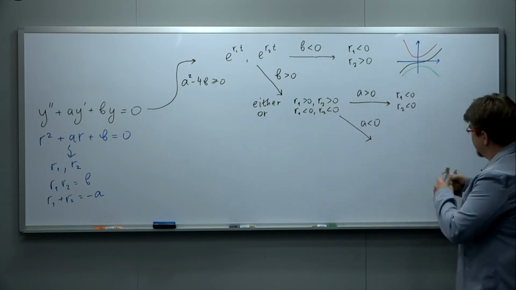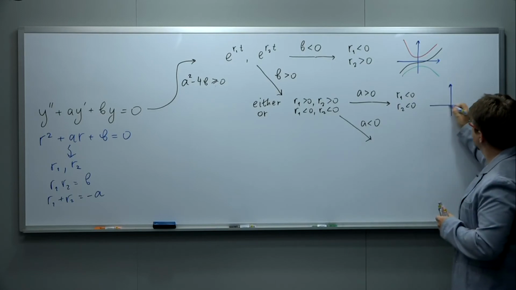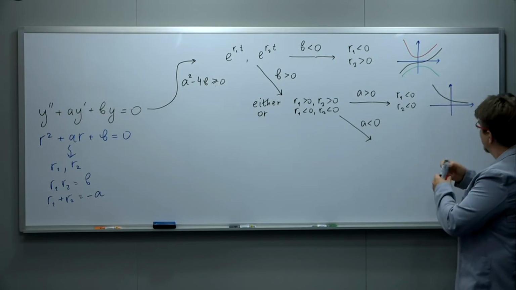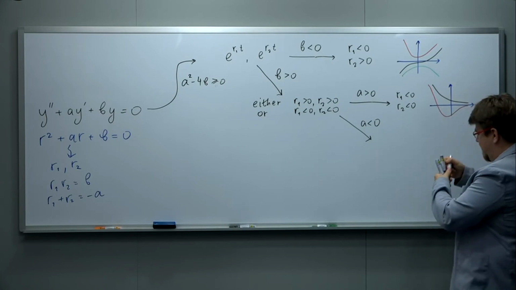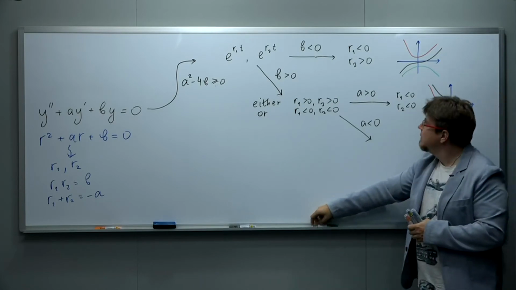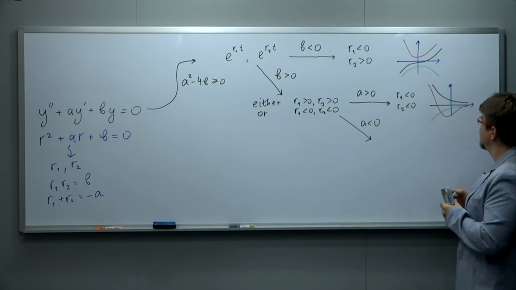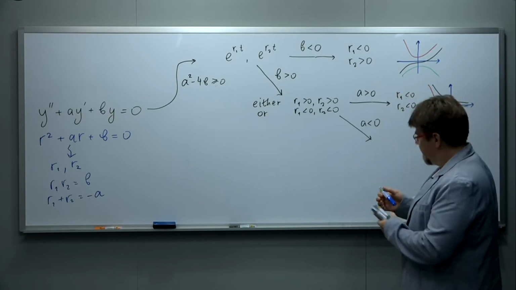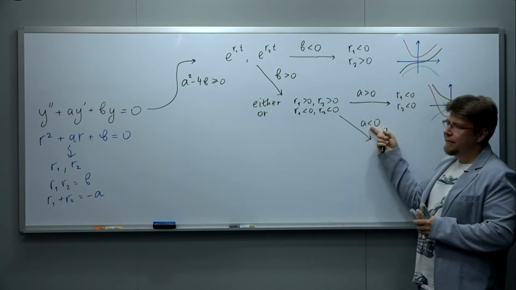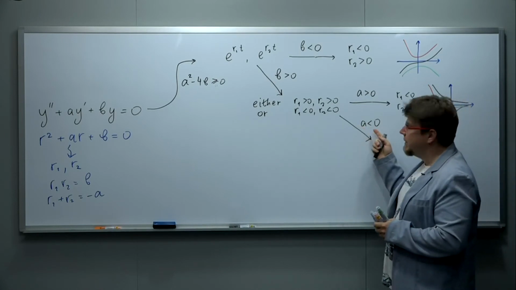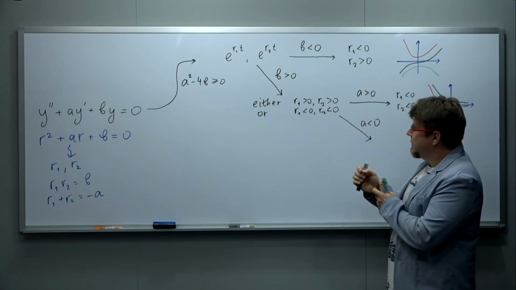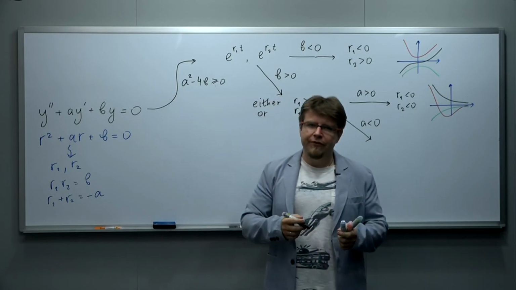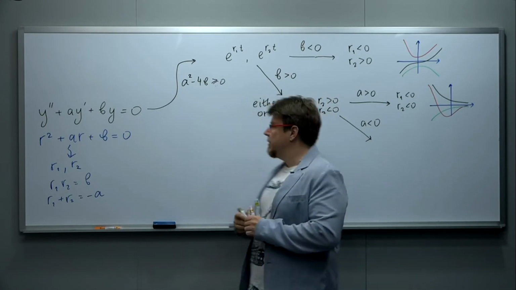So the picture of solutions looks like this. All of them approach 0. It could be something like this, something like this, or maybe something like this. But all of them are going to approach 0 when t goes to infinity. When a is negative, by the same logic, the sum of the two roots is positive. Since the roots have the same sign, it means that both of them are positive.